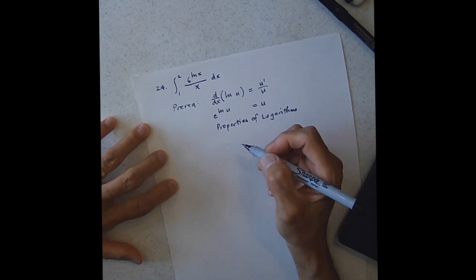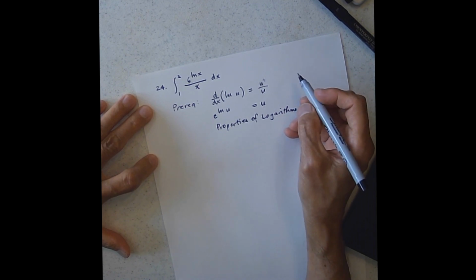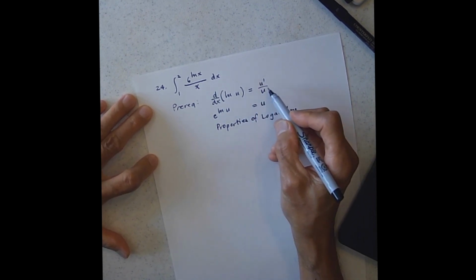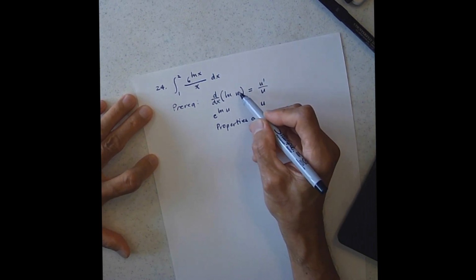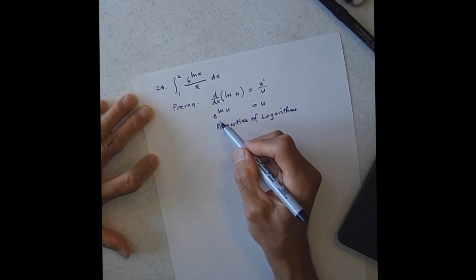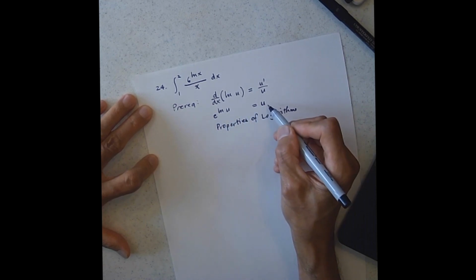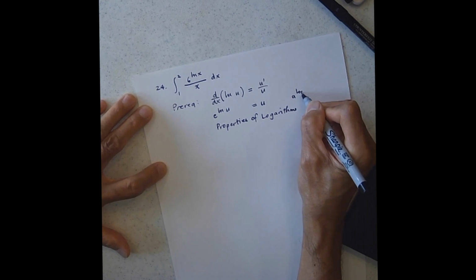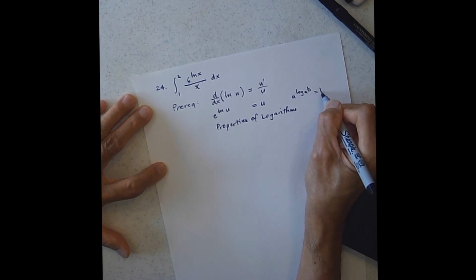Okay, this is problem 24 from your exam 1 review, and you must know the following prerequisites. The derivative of ln of u is equal to u prime over u. This u prime is the derivative of u. Then you must also know this inverse relation: e to the power ln of u is equal to u. That actually comes from this: a to the power log of b to the base a is equal to b.